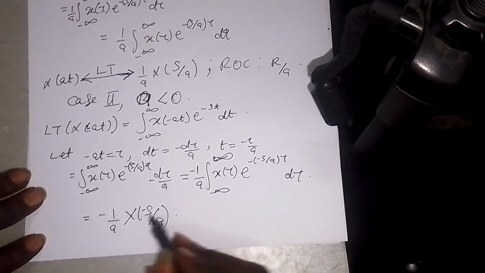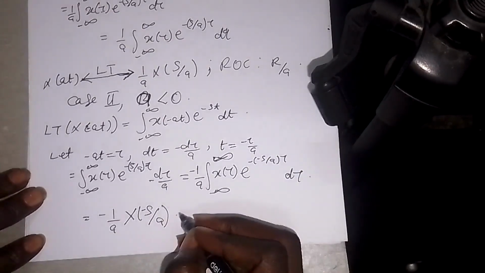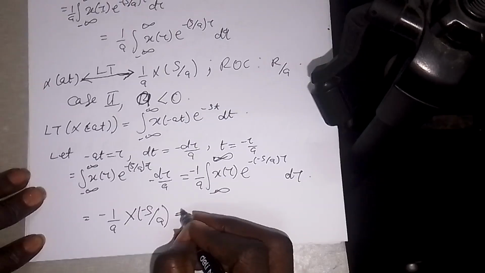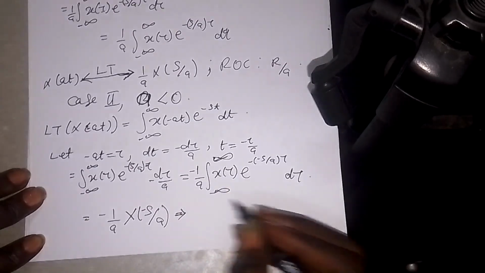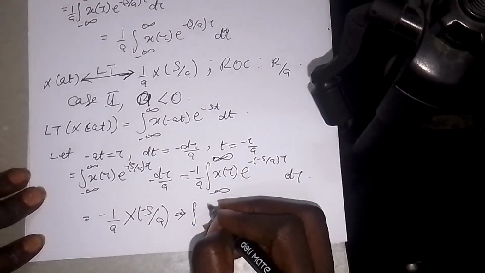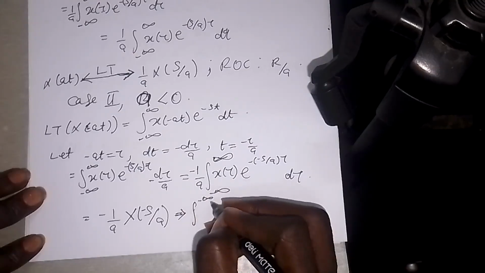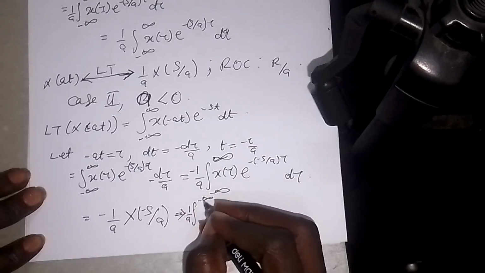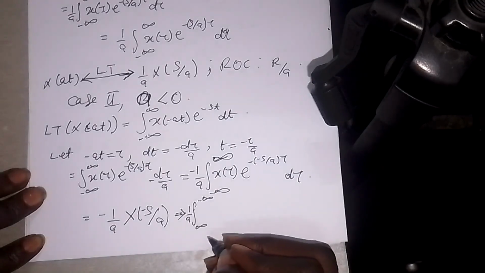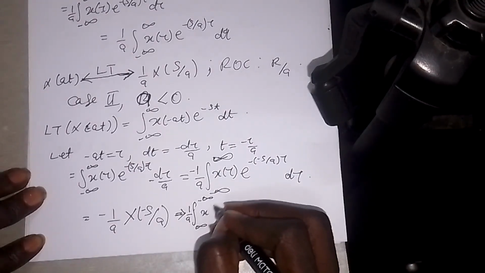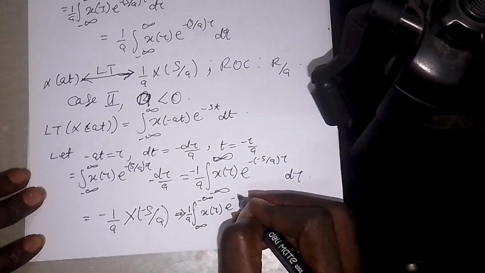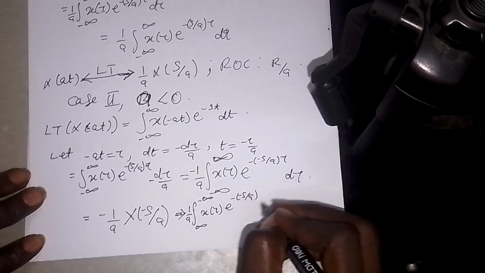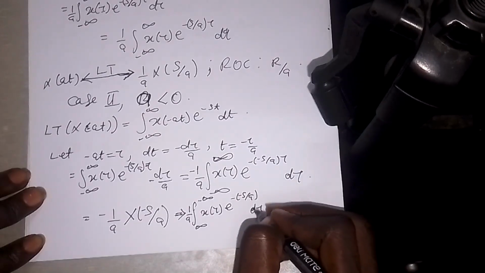So this is how we can get this one. But there's another thing we can also do. If we want this negative to disappear, then we can change the limits so that the lower limit becomes negative infinity and the upper limit becomes positive infinity, and I'll have x of tau into e to the minus s over a into tau, d tau.